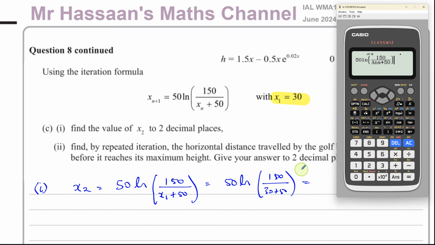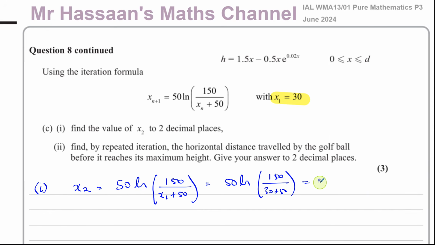So when I press this, as the answer in the calculator right now is x1, this will give me x2. Press equals, it will give me x2, which is 31.4304. Now they want this to 2 decimal places. So that's 31.43. Okay.